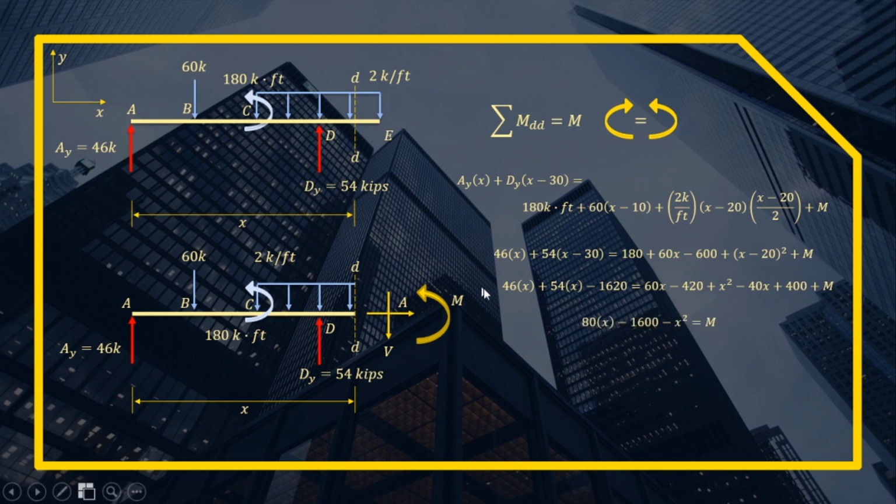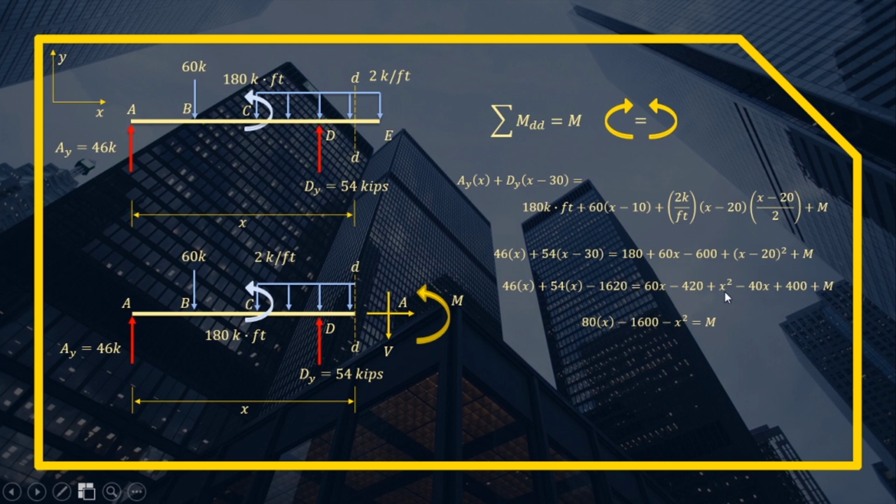So, simplify natin. 46x plus 54x, that is 100x, minus 60x, that is 40x. Tapos, ilipat natin yung 40x, siyempre magiging positive yun, kaya magkakaroon tayo ng 80x. Tapos, yung constant natin, negative 1620, ilipat natin yung 400 and 420. So 400 minus 420, that is negative 20. Pag nilipat sa kabila, magiging positive yun, kaya 1620 plus 20, kaya magkakaroon tayo ng 1600.